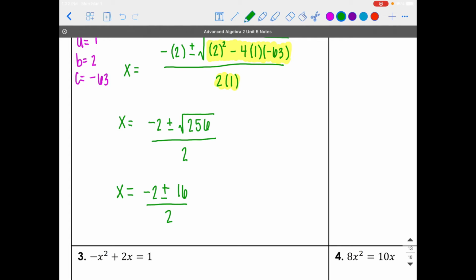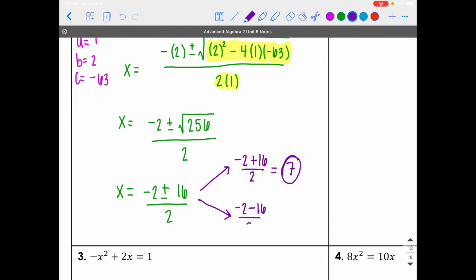All right, and then you'll notice there's a plus or minus. There is no plus or minus button in your calculator. You actually have to do this 2 separate times, once with the plus, once with the minus. Negative 2 plus 16 divided by 2. Negative 2 plus 16 is 14, divided by 2 is 7. So that's one of the x-intercepts.